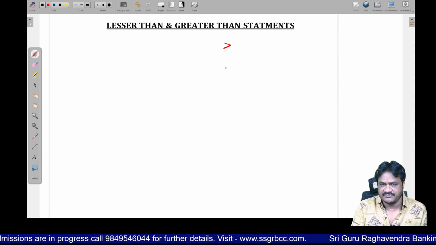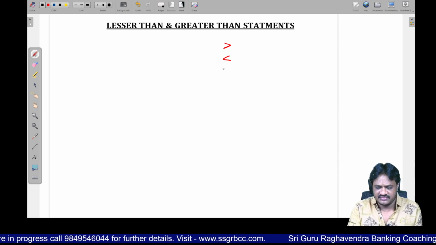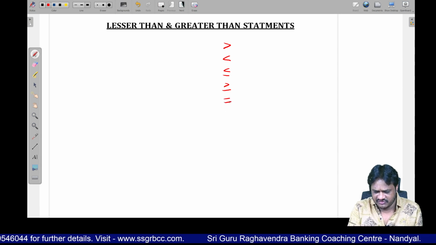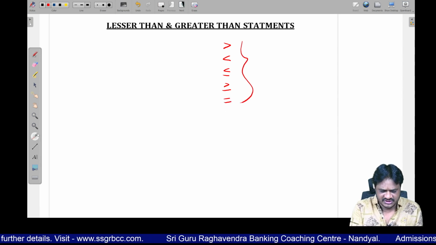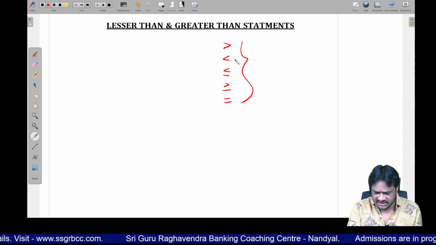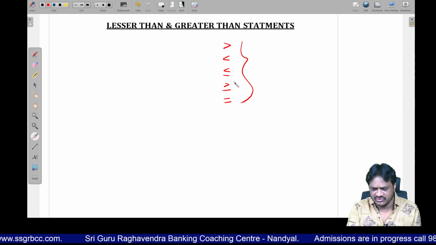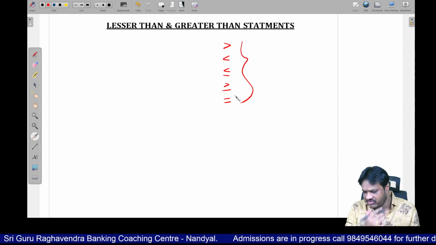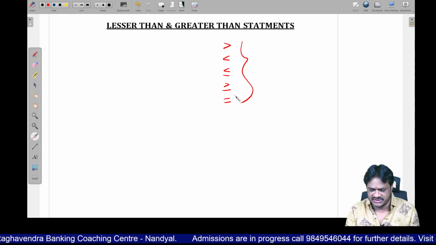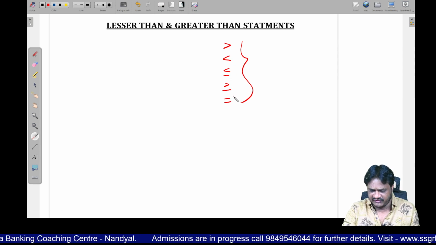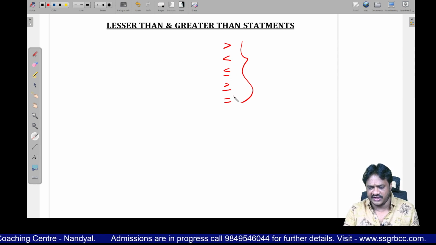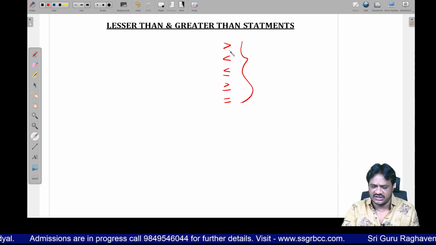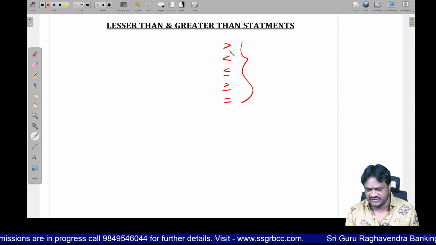One is greater than, one is less than, one is less than or equal to, one is greater than or equal to, and the other one is equal to. These are the 5 symbols. Any inequalities or lesser than, greater than statements are dependent on only these 5 symbols. So, if you know how to write these symbols correctly and how to depict the relation between any two elements correctly, you can answer all the lesser than, greater than statements very easily.